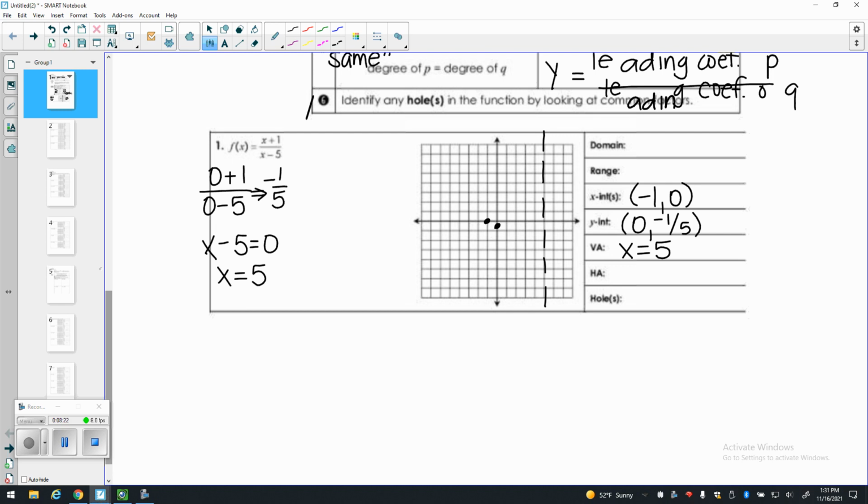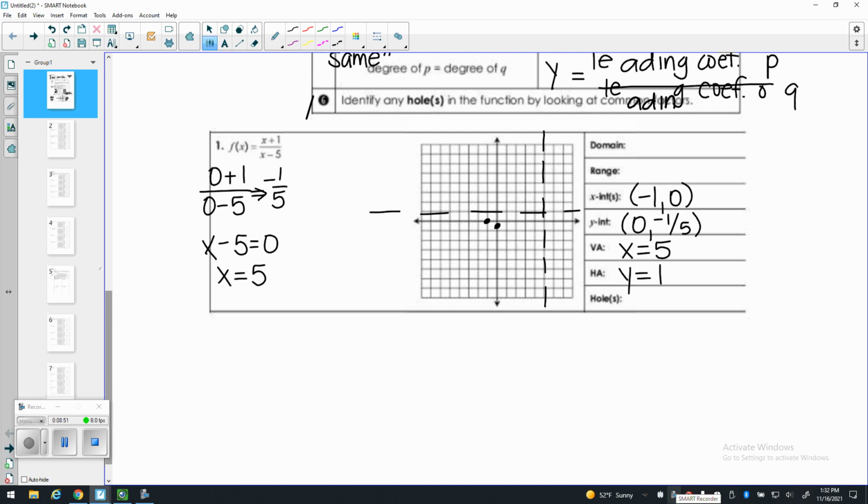It's the same. So now you look at your leading coefficient. What's my leading coefficient in the top? So what's in front of x? 1. What's my leading coefficient in the denominator? 1. 1 divided by 1 is 1. So you have a horizontal asymptote at y equals 1. Do we have any holes? No, because nothing cancels top and bottom.